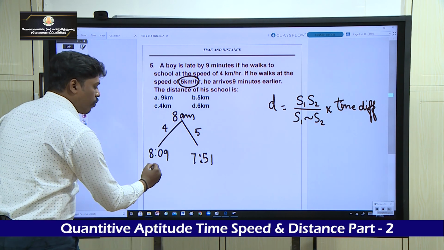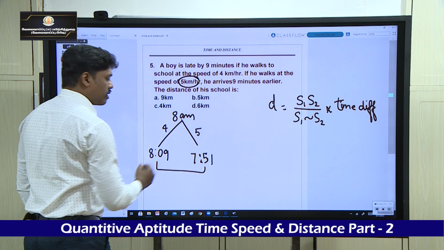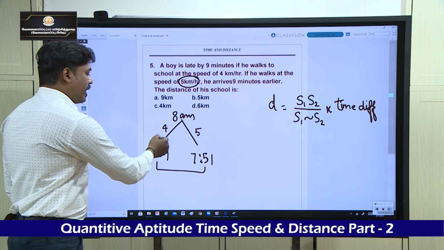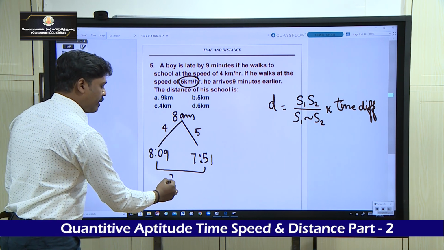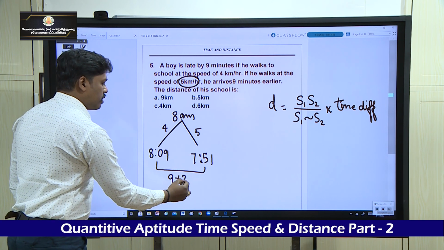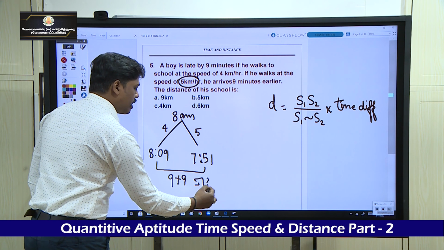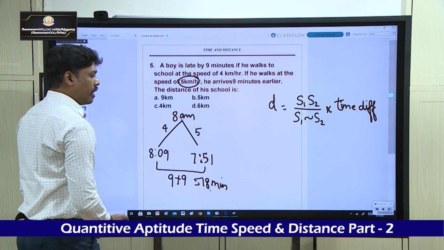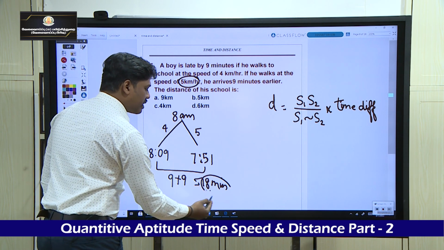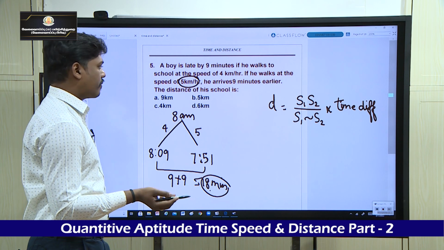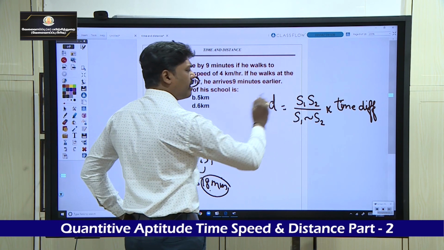a.m. What is the time difference here? Which is 18 minutes. 8 to 8:09, you will be having 9 minutes. 7:51 to 8, again 9 minutes. So 9 plus 9, you will be getting 18 minutes as the time difference. Okay. It is in terms of minutes. How to convert to hours? Divide by 60.